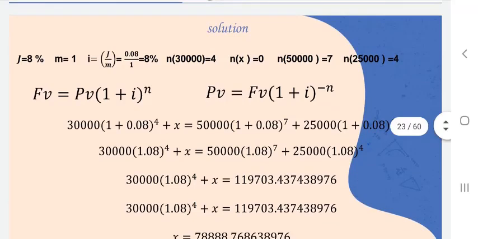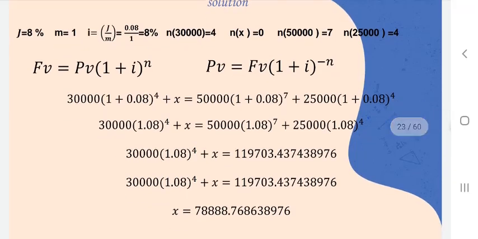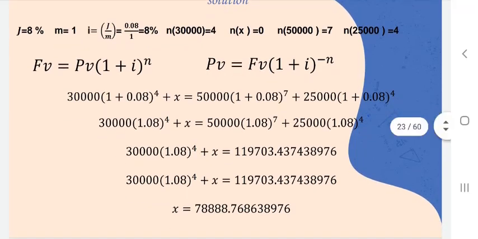Solution: because J equal 8%, M equal 1, I equal J over M, so I equal 8%. N for $30,000 equal 4, $25,000 equal 4, N for $50,000 equal 7, and N for X equal 0. And by substituting in formula of future value and the present value, you can get X, which is equal $78,888.